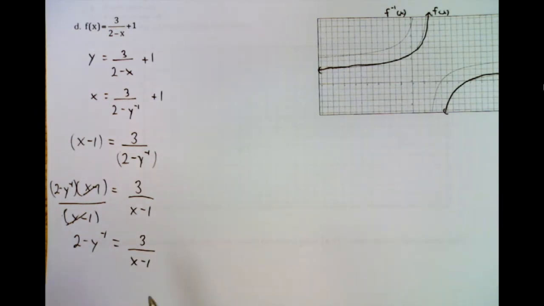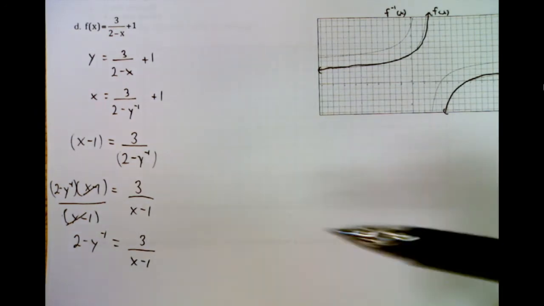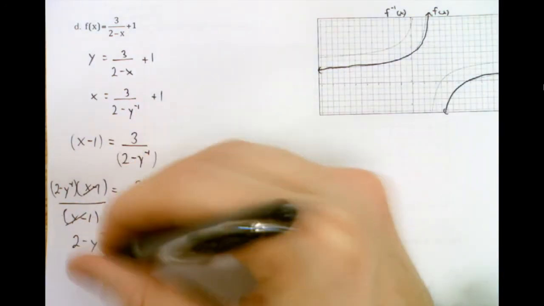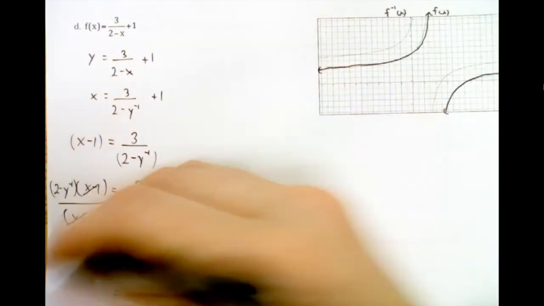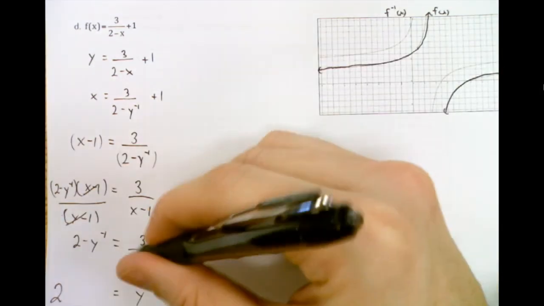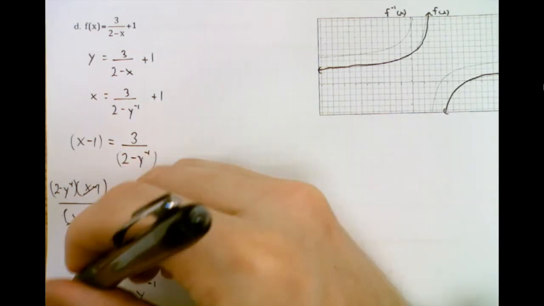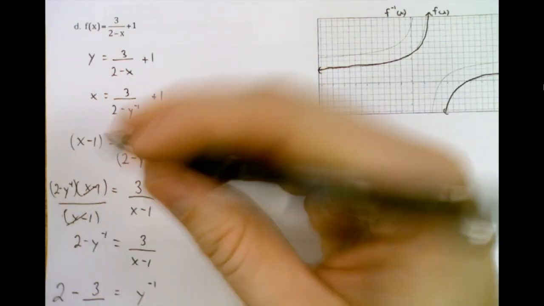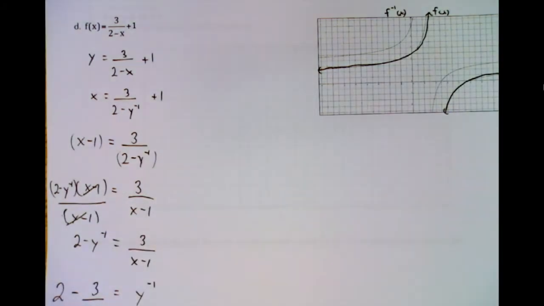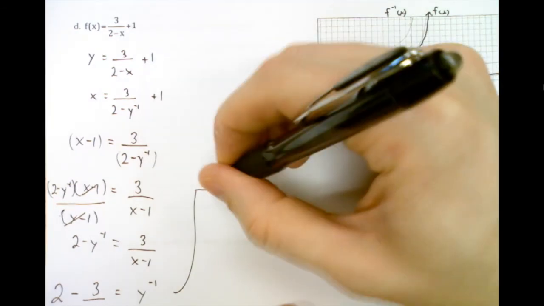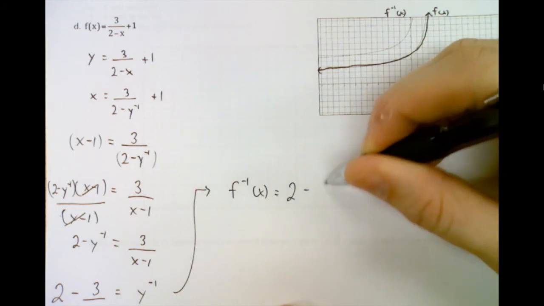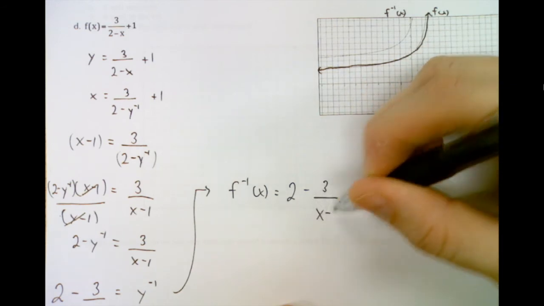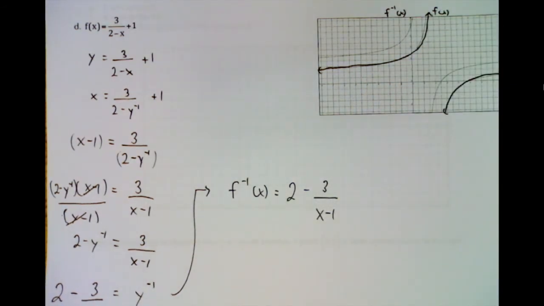And now to finish isolating, I'm going to take a step here. This is negative y inverse. I'm going to move it to the right side to make it positive. So we got y inverse, 2 stays, and I'm going to take this entire term, because this is just like a fraction, and move it to the other side by subtracting it. And there we go. Now we have an inverse function. And if I write it using function notation, we have f inverse of x is 2 minus 3 over x minus 1. And there's our inverse function.